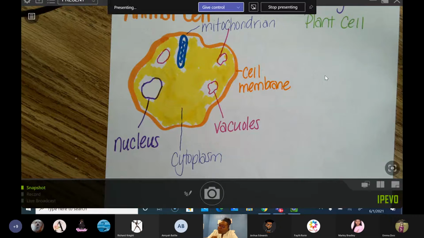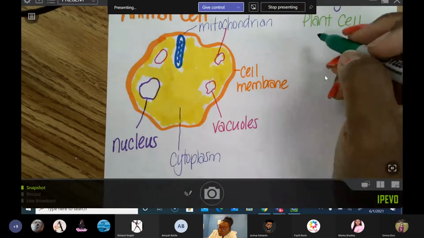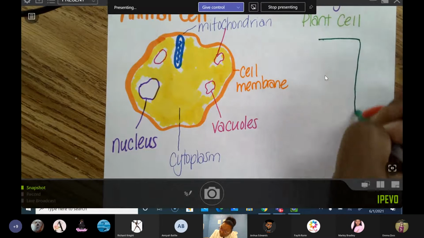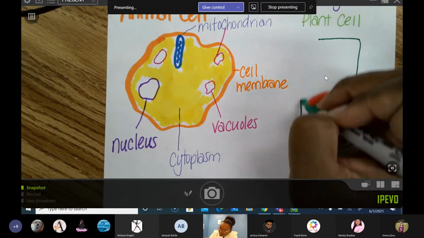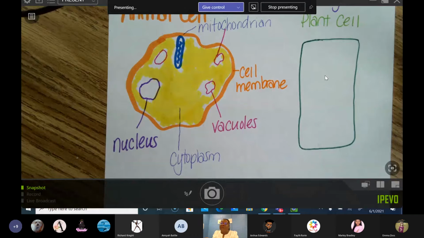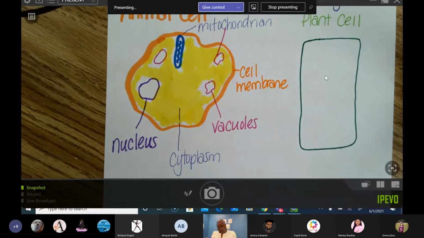The plant cell is more rectangular than the animal cell. And it has some of the very same structures that we find in that animal cell, but it also has some different structures. That's because, remember, plants and animals eat differently. Plants are autotrophic. That means they're able to make their own food through the process of photosynthesis. And animals are heterotrophic. That means they must go and find food from outside of their bodies.